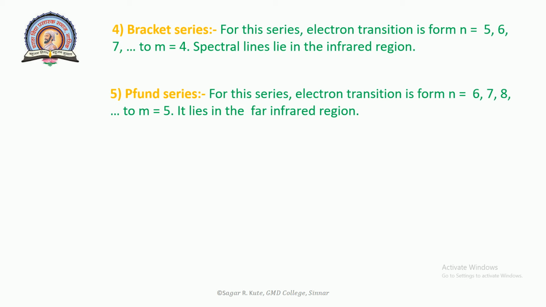Now this will be the fifth series. The spectral wavelengths calculated using the Bohr relation are in good agreement with the experimentally observed wavelengths for the hydrogen atom. This is a good success of Bohr theory. Now this will be the origin of spectral lines.